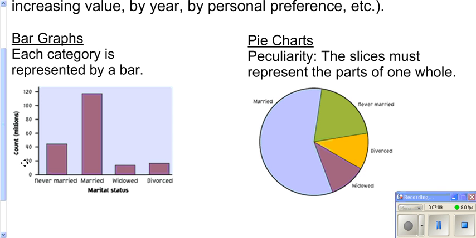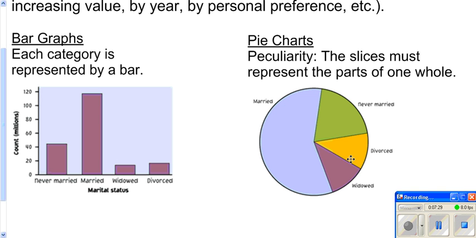On a bar graph, your vertical axis is either going to be count or percent. In this case, it's count. Your categories are going to be listed on the bottom. Then how high each bar goes is based on how many people are fitting each category.